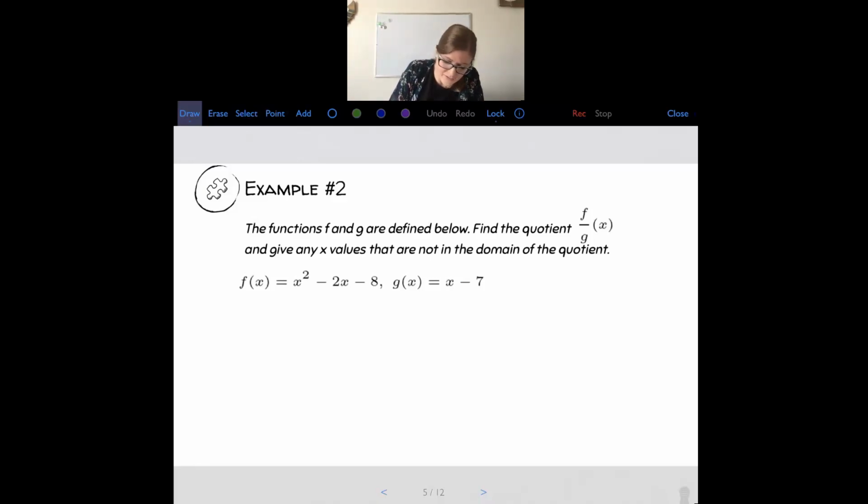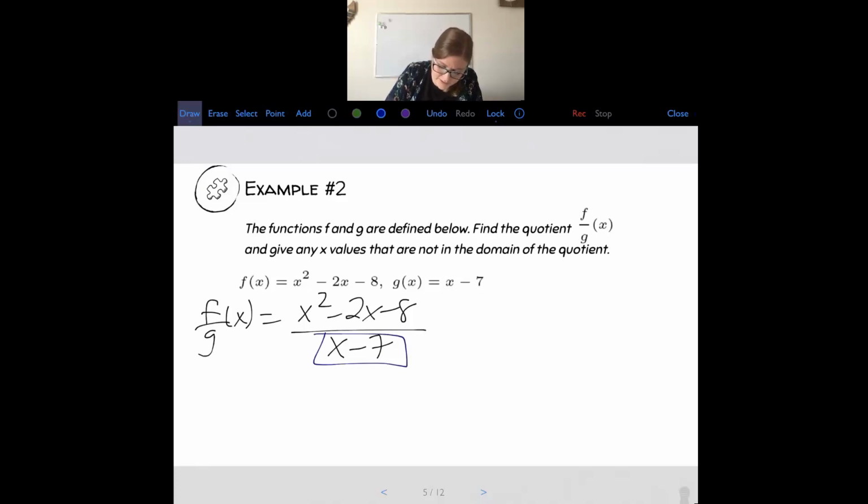So if we find f over g of x, we have x squared minus 2x minus 8 over x minus 7. What we can't do is divide by 0. So x equals 7 is not in the domain.